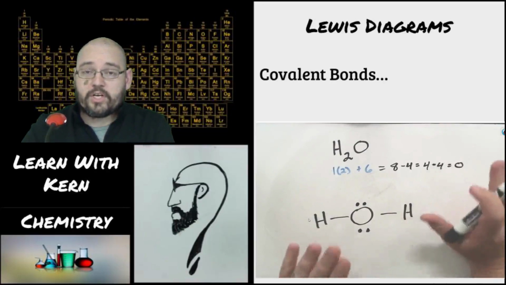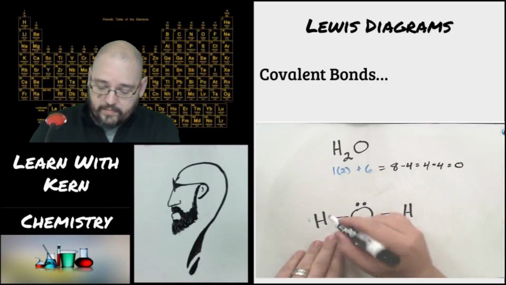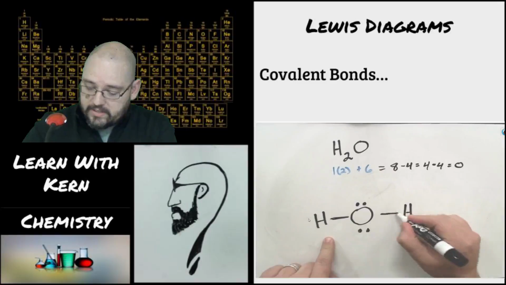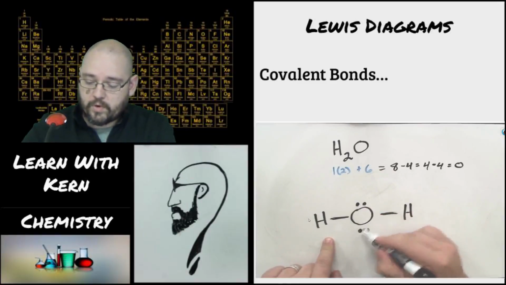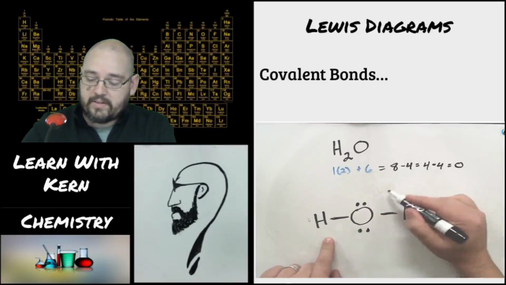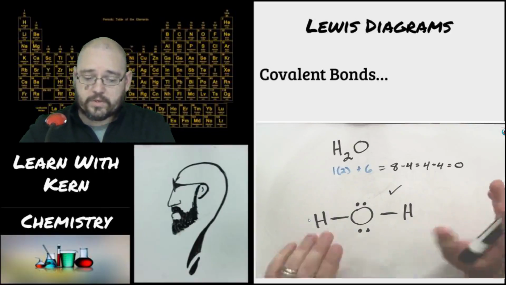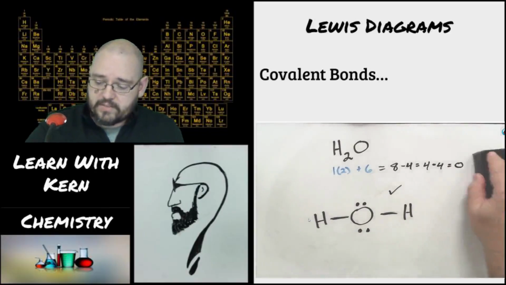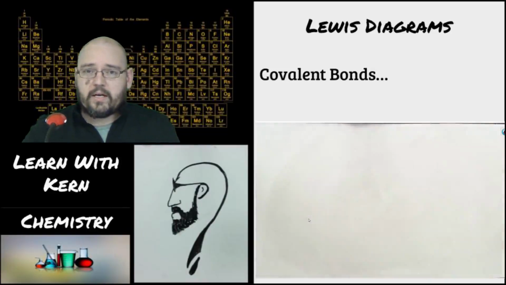So now I need to double check the octet rule to make sure everything is happy and stable. So hydrogen, again, is happy with only 2. So this hydrogen is happy. Hydrogen here is happy with 2. So this one's happy. And oxygen has 2, 4, 6, 8. That meets the octet rule, so we are done with that one. So again, if you follow the steps, you're going to get the right answer most of the time, and sometimes it can be a little bit more complicated, as we'll see here in a second, but as you go through it and you practice it, you get a little bit better at it.